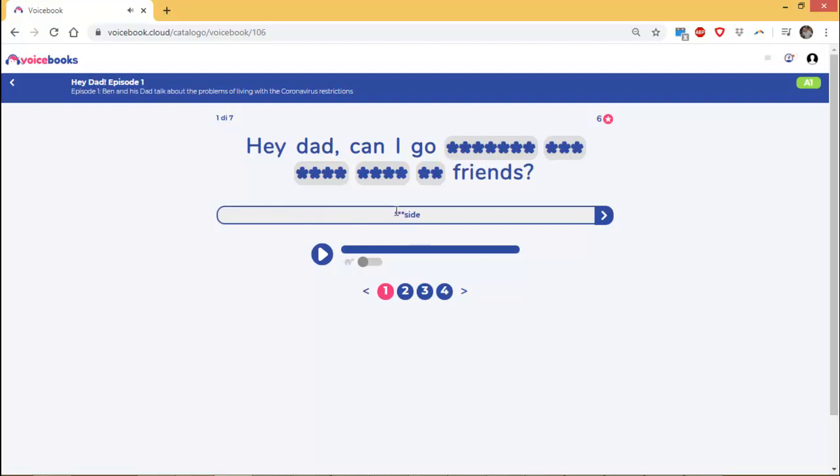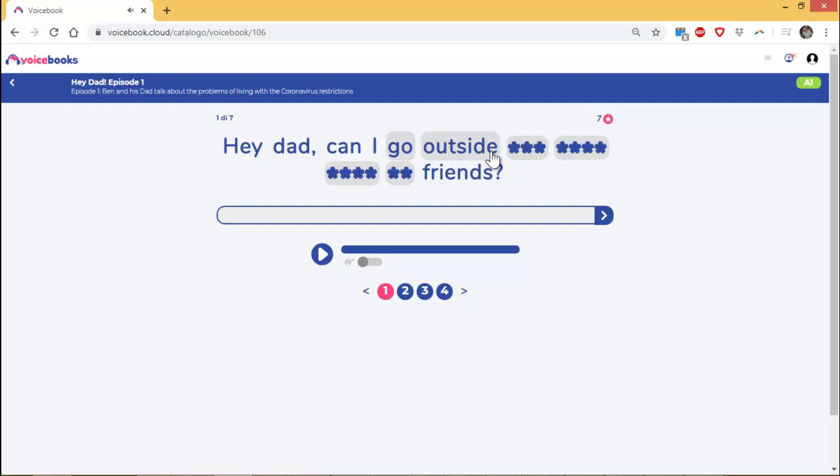Oh, wow. Okay, so there's 3 letters before side, isn't there? Maybe it's this word here, isn't it? Let's click on that. The opposite of inside. I know, that's outside. Let me try. Maybe best I listened to it before. Hey Dad, can I go outside and play with my friends? Outside.